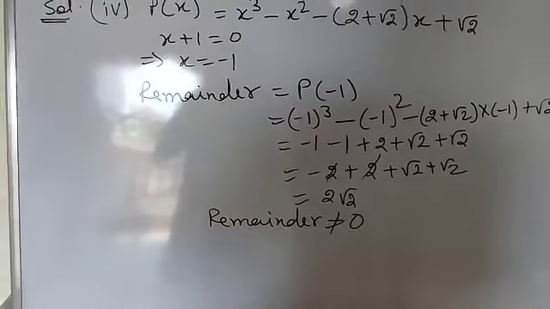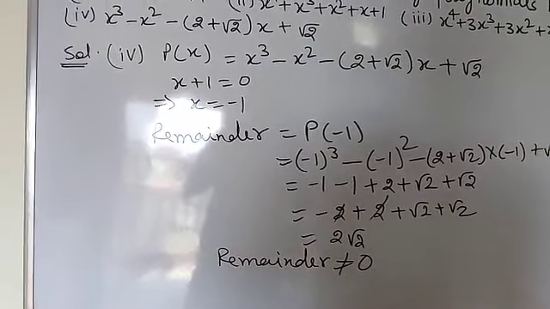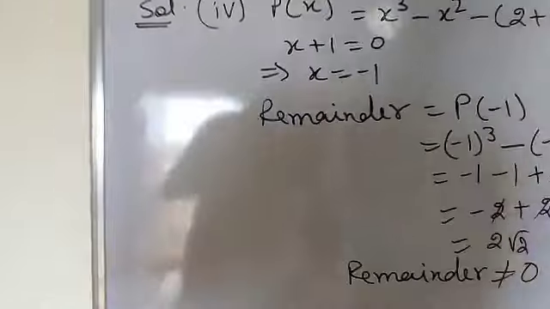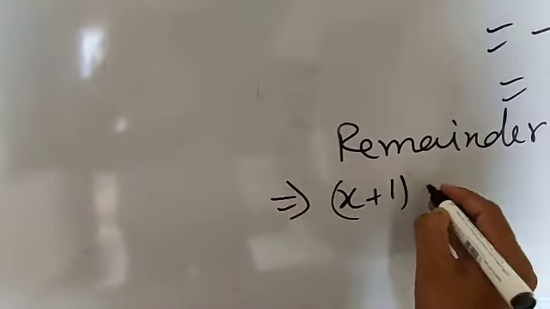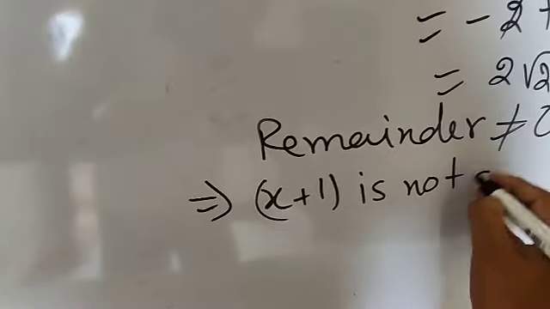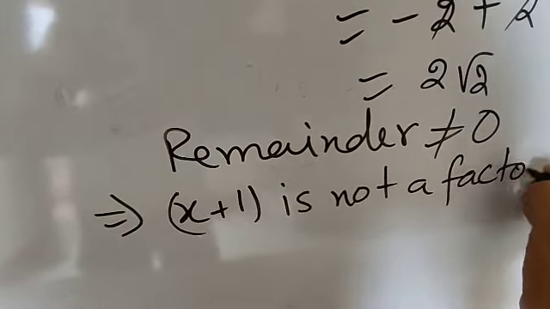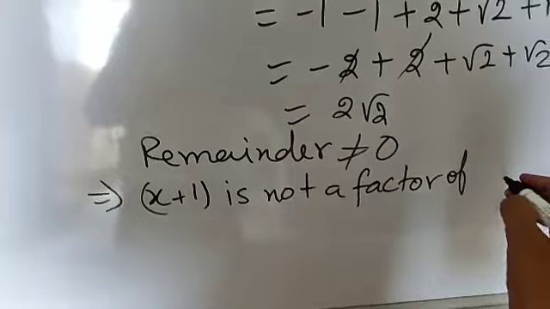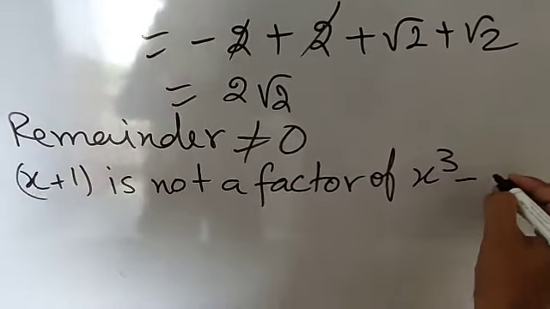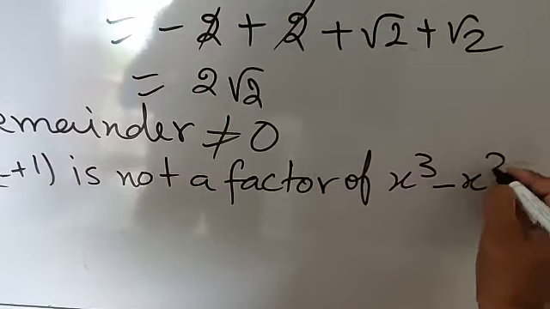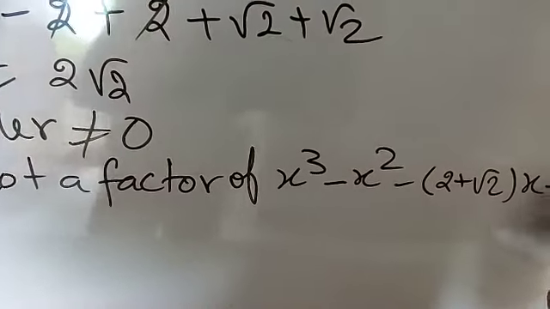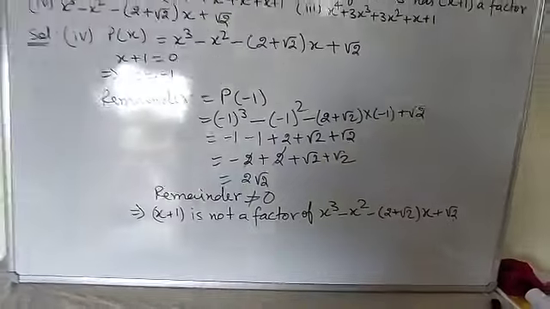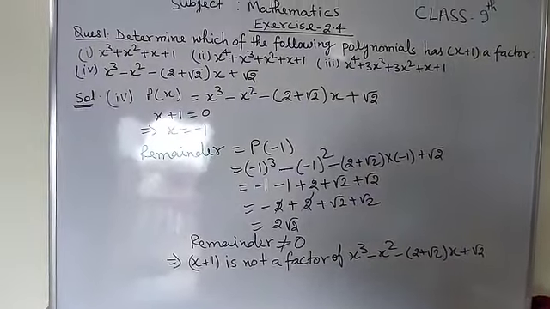Here remainder is not equal to 0, and if remainder is not equal to 0, it means that it is not the factor. So here you can write, it shows that x plus 1 is not a factor of the polynomial x cube minus x square minus 2 plus root 2 x plus root 2. So it is not the factor of the given polynomial.